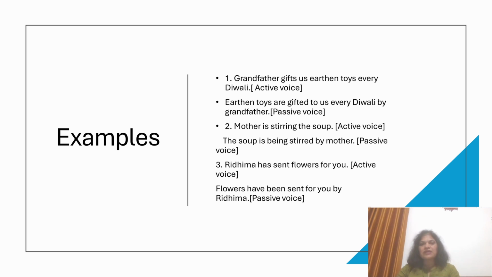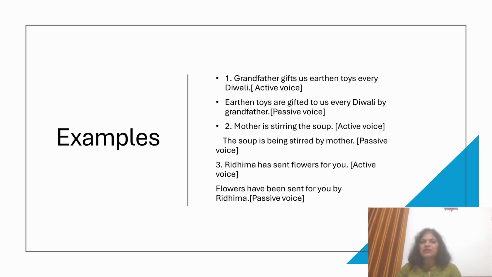Now look at the second example. Mother is stirring the soup. It is an active voice. Here mother is doing some task. She is stirring the soup. Now when we change the sentence into passive voice, now the object is soup here. Mother is the subject. Now the object will become the subject. The soup is being stirred by mother. Look at the tense of the sentence. It is in present continuous tense. Now here, whenever we have any sentence in present continuous tense, we use being, B-E-I-N-G. So here the soup is being stirred by mother.